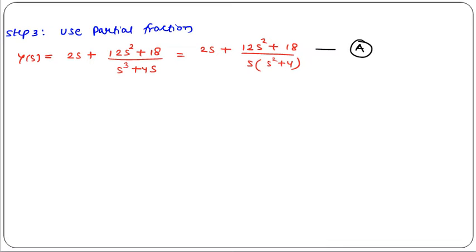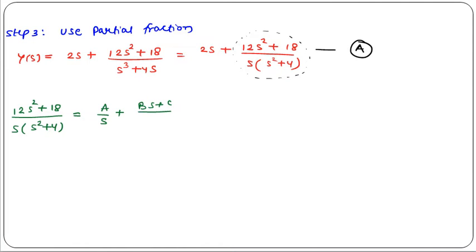Now we will apply partial fraction only for this term, and then we will substitute the solution of partial fraction in equation a. So we will apply the partial fraction in this term, that is 12 into s square plus 18 divided by s into s square plus 4. Now this is s, so it will be equal to a by s. Now this is s square plus 4, a quadratic factor, so we will take bs plus c divided by s square plus 4.